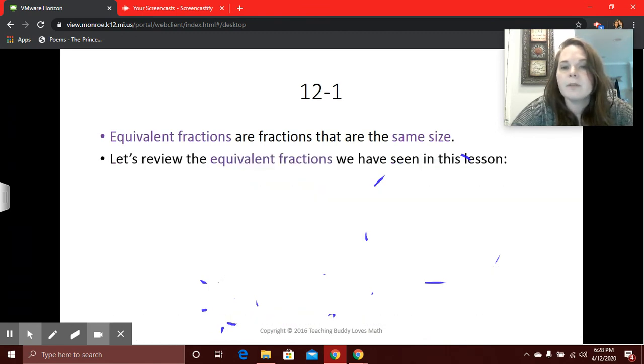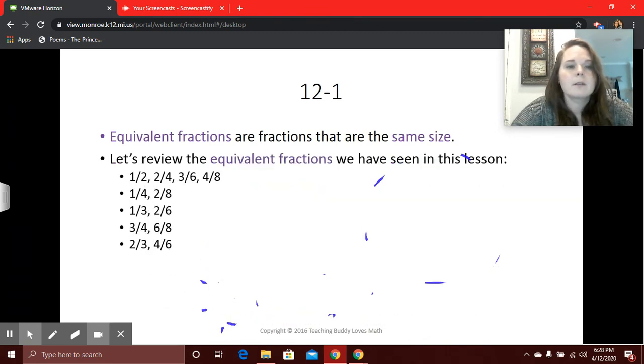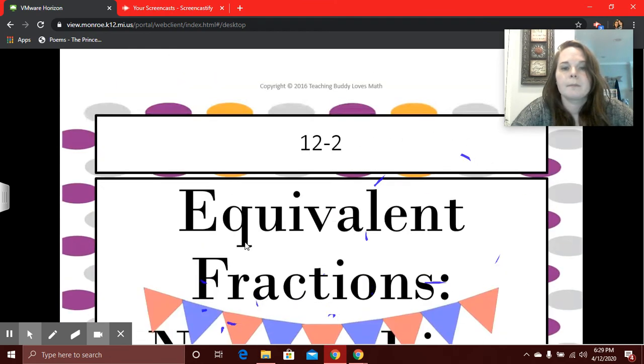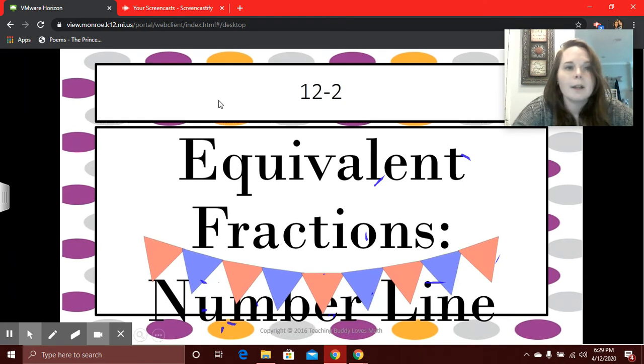Let's review the equivalent fractions we have seen in this lesson. 1/2 is equivalent to 2/4, 3/6, and 4/8. 1/4 is also equivalent to 2/8. 1/3 is equivalent to 2/6. 3/4 is equivalent to 6/8. And 2/3 is equivalent to 4/6. You guys did an awesome job.